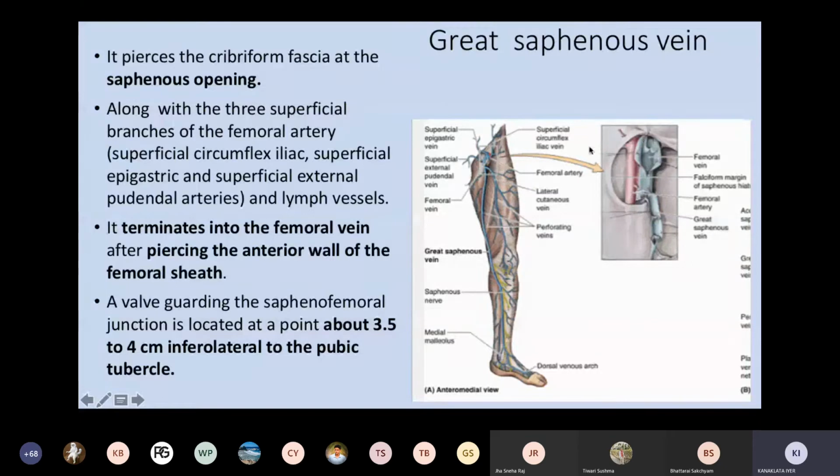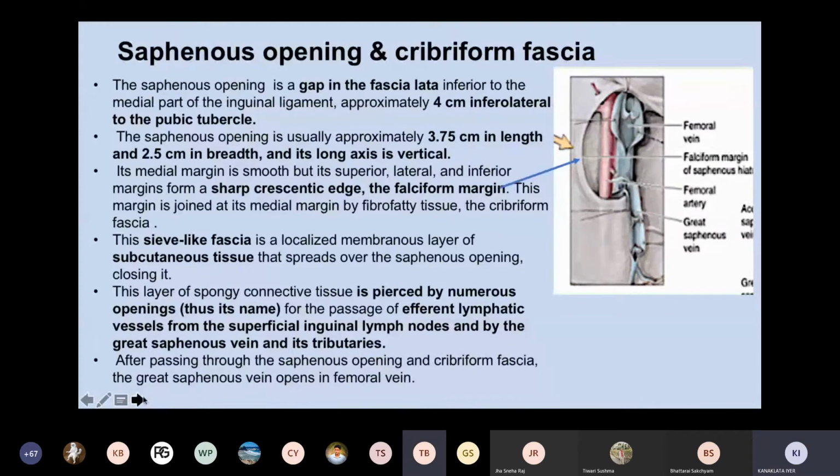Now it is covered by one fascia, and that fascia is called the cribriform fascia. What is this cribriform fascia? It's a part of what? Deep fascia. Actually, it is described as a membranous layer, which is actually coming from the abdomen, the membranous layer of the fascia of the subcutaneous tissue, which is closing this saphenous opening.